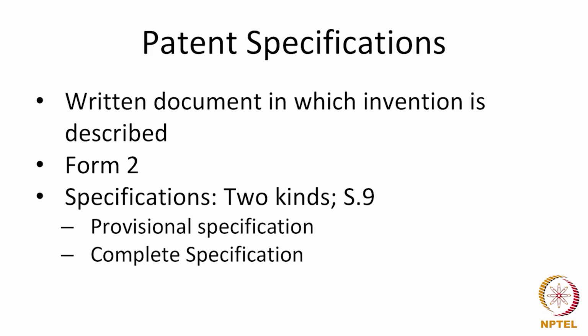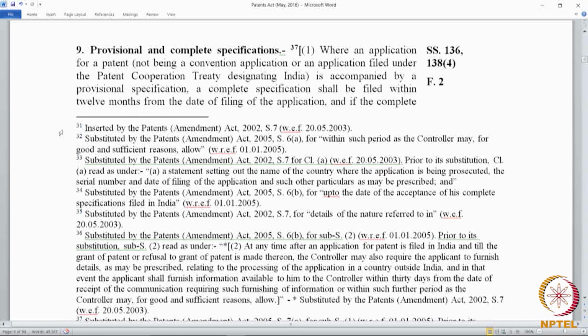So, the claims are that part of Form 2 which distinguishes a provisional from a complete. In a provisional, there is no need to file a claim, whereas in a complete, for us to regard something as a complete, there has to be the claim, and the claim is the concluding part of the specification.